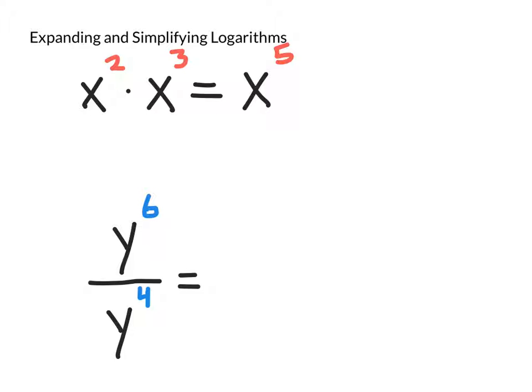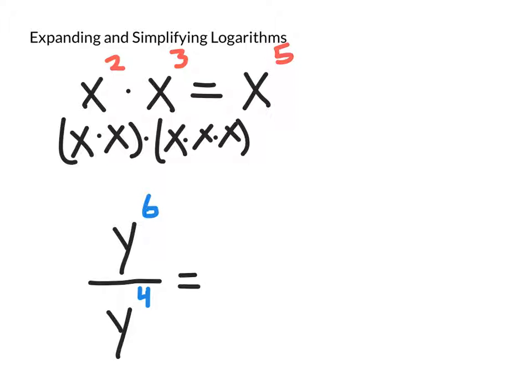If you needed a reminder of where that actually comes from, this first x squared would give me 2 x's, so that would give me x times x right there. I could put that in parentheses. And then the second one would give me 3 x's. 1, 2, 3. And so if you expanded everything, you could see that you would end up having a total of 5 x's right there. So when we multiply, we actually end up adding. Likewise, when we divide, you actually end up subtracting.